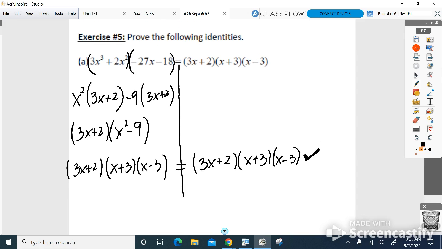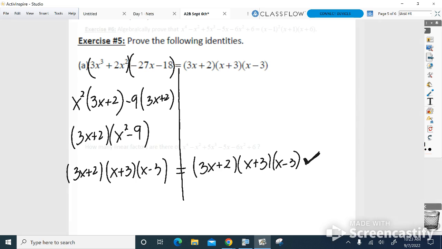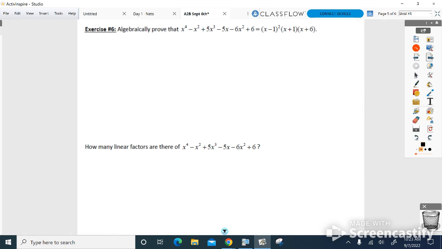So on these prove ones, don't touch one side. Work on one side till it matches the other one. Any issues? And I'm going to be blowing some minds here on the next one. Same type of question. Algebraically prove one side equals the other. And I know this looks intimidating. You can handle it, though.